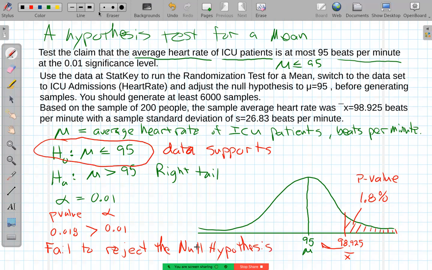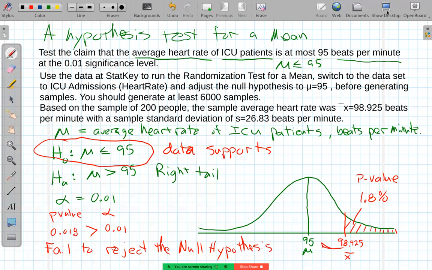So I have a decision, I have a p-value. Conclusion is where we write it up like a press release. How would I state this in a hospital newsletter about ICU patients' heart rates? Well, to do that, I need to know what my variable is. So again, that's the average heart rate. And can I say that the average heart rate is 98.925? No, that was just this sample, right? All I can go off of is that mine happened to be greater, but not a lot greater.